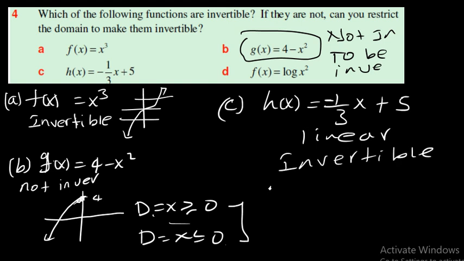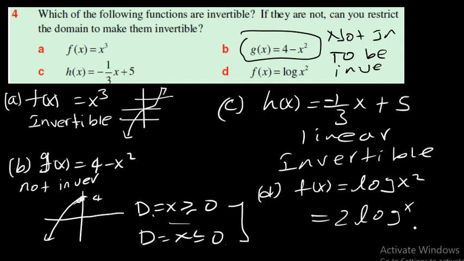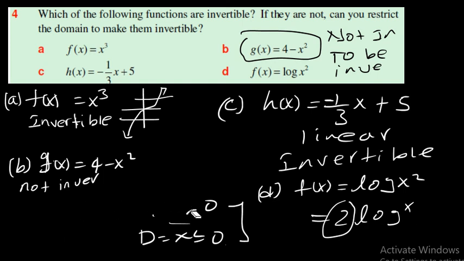And the last one, D, says f of x is equal to logarithm of x squared to the base 10. There is no base written, which means common logarithm, base 10. This is the same as 2 times logarithm of x to the base 10. The 2 may increase the amplitude, but the graph will not be changed. Logarithm x to the base 10, like I told you before, will be an increasing graph.